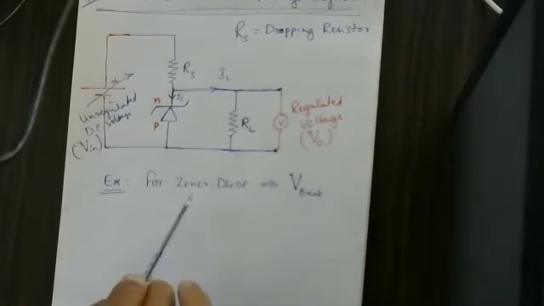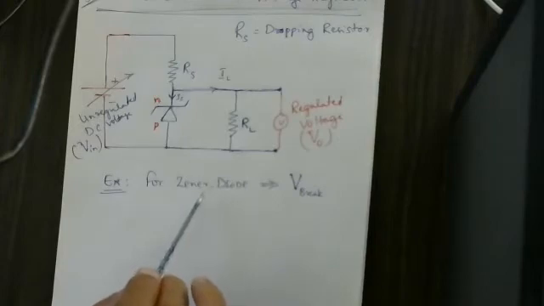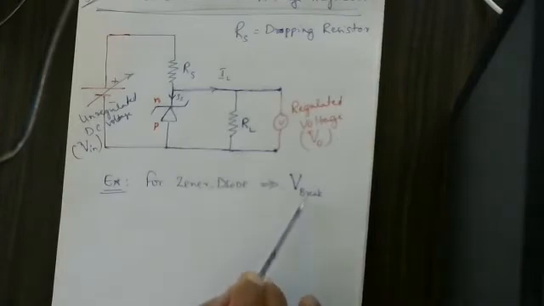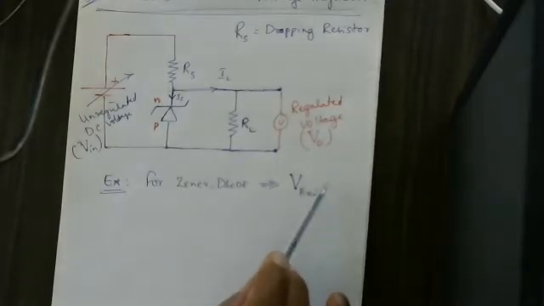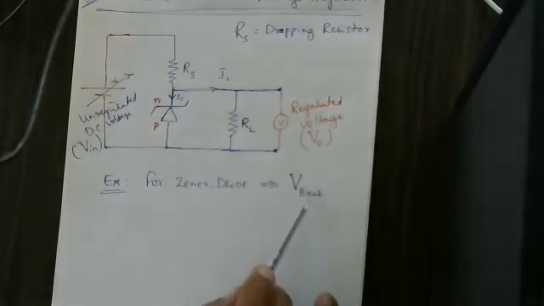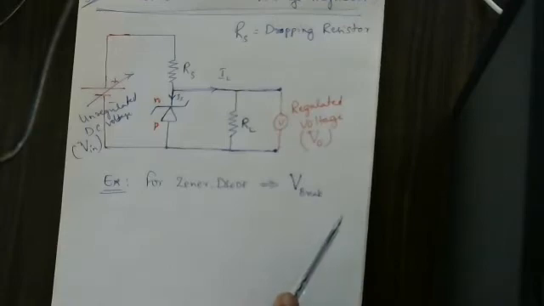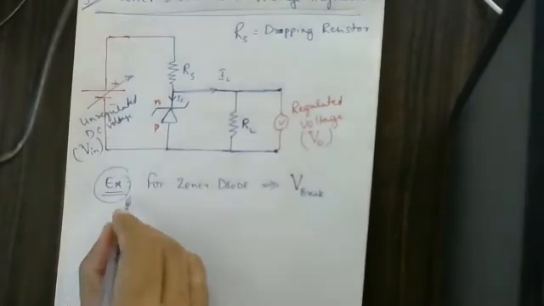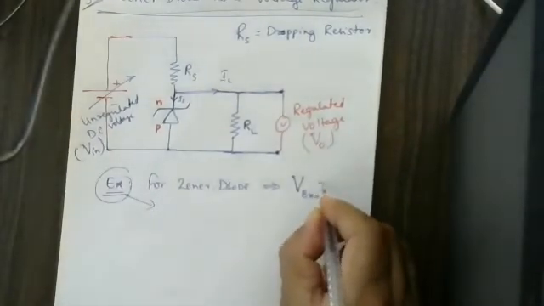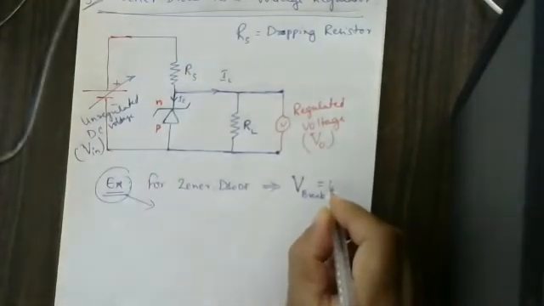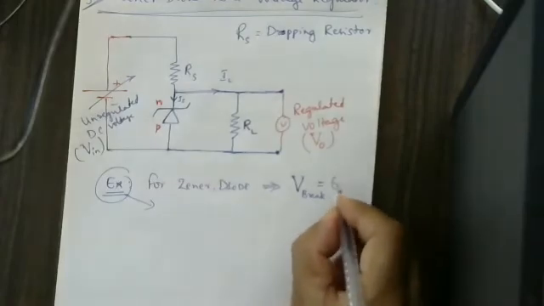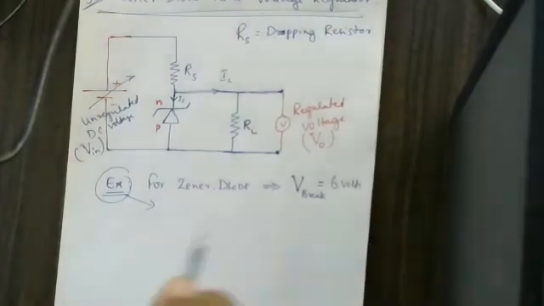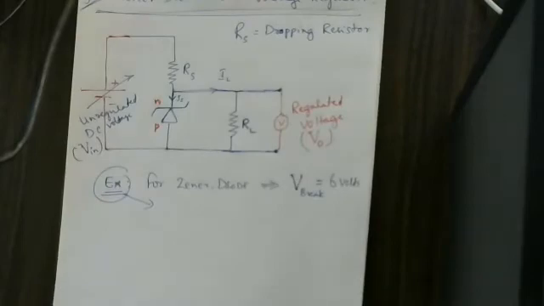If you go to KT Street and ask for a Zener diode, he will first ask how much the breakdown voltage is. It is available with 6 volts, 8 volts, 11 volts, like that. Anyhow, let us consider as an example that V break is equal to 6 volts.